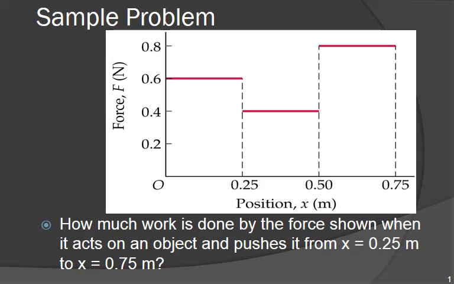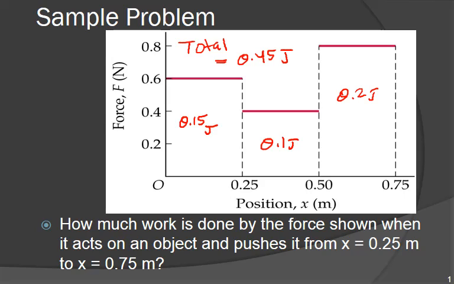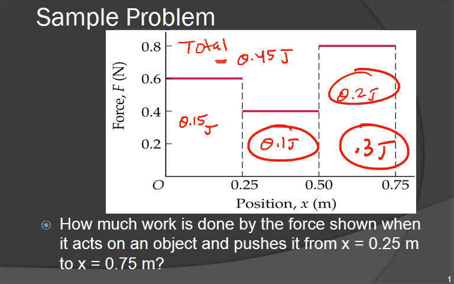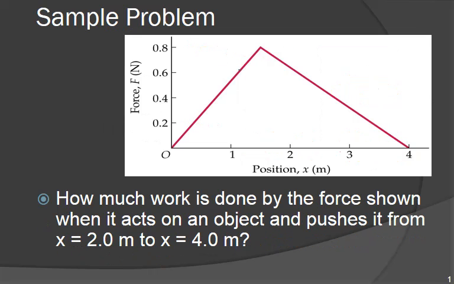So for this one, how much work is done when an object acts or forces on an object and pushes it from 0.25 to 0.75 meters? So go ahead and pause the clip and do this one, and we're ready to check. You can hit play to continue. All right, so from 0.25 to 0.75 meters, it's going to be 0.1 joules and 0.2 joules, so a total of 0.3 joules of energy on this object here.